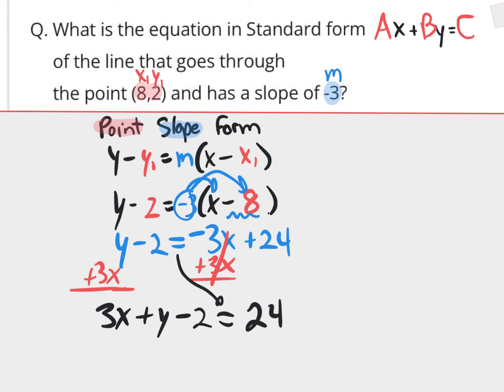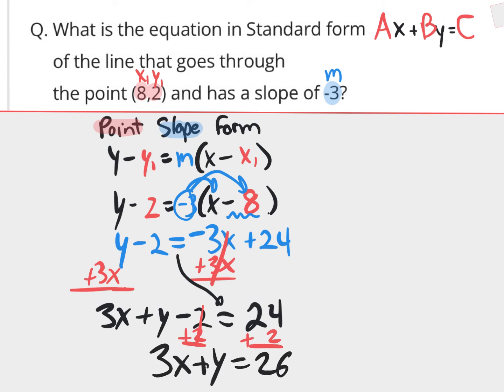So it's almost in standard form. I have capital AX plus capital BY, but I just have this number that I need to move to the other side. That way that'll be my complete C value once I move this over. So how do I get rid of that minus 2? I'm going to do the opposite of minus 2, which is plus 2. Cancels out. What I do to one side, I do to the other side. This is my standard form equation, 3x plus y equals 26.